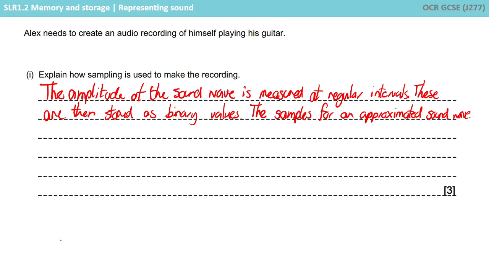Okay, so if you think about it, our original goes like that, and then our digital one is probably not like that. Imagine these are all different measurements. Up, down, up, down. It's an approximated wave. It's never going to be exactly the same. That's impossible. It's a good representation of it. So measure wave at intervals, 1 mark, stored as binary, 2 marks. The samples form an approximated sound wave, 3 marks.